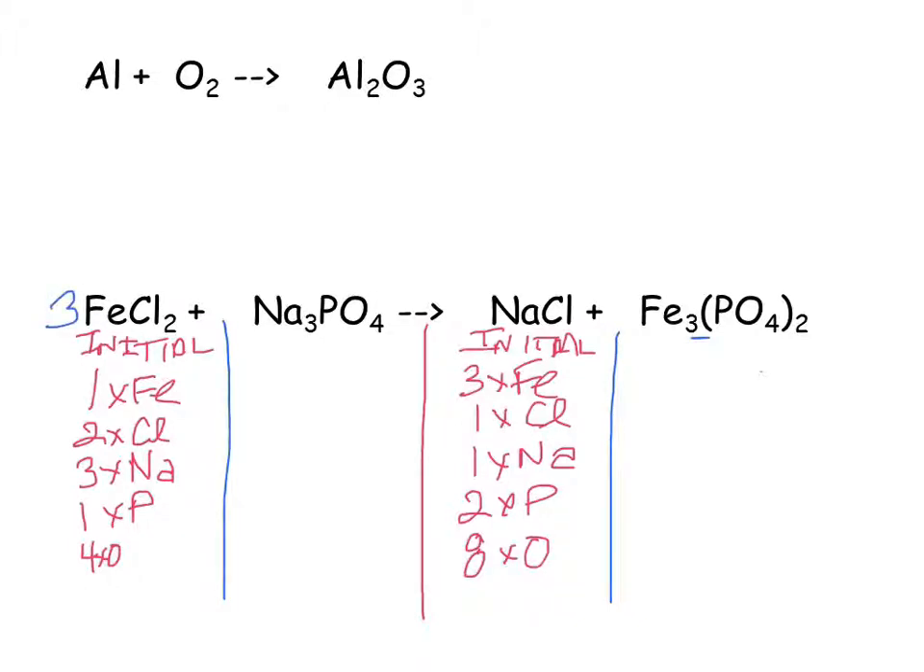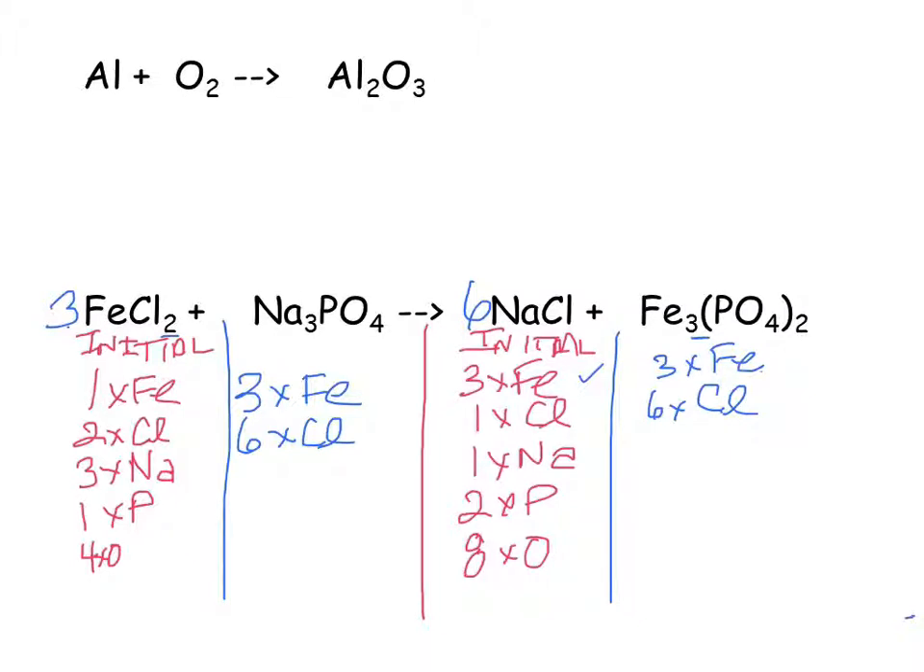And now let's see what it does to the rest. So now my new count is 3 times iron. That's good. But now I have 6 chlorines because I have a 2 here and a 3, so that's 6 total. So 6 times chlorine. But I only have 1 chlorine here, but my iron's checked so far. So I should put a 6 in front of this to get my chlorines to balance. And if I do that, I have 6 chlorines here, and 3 times iron here.